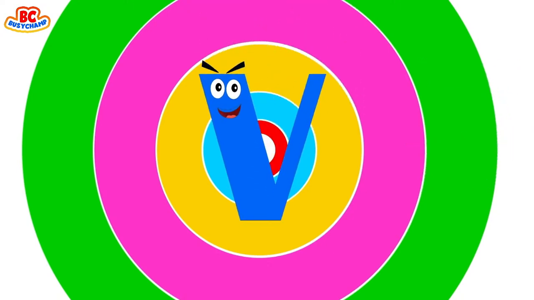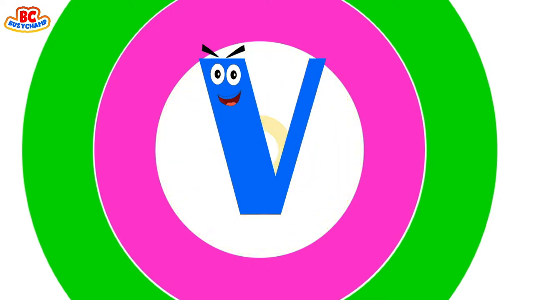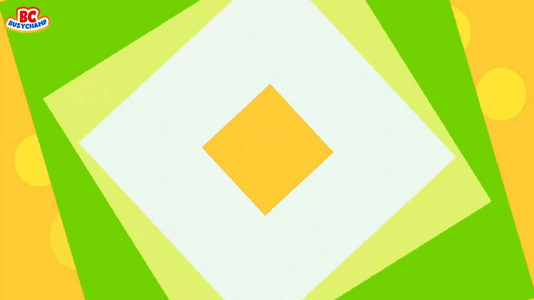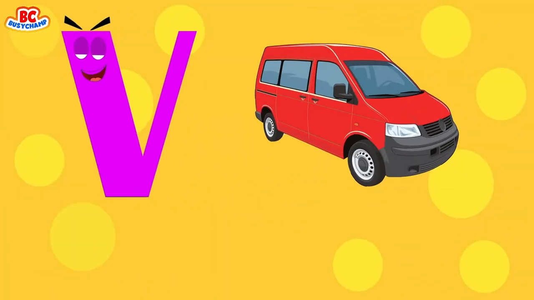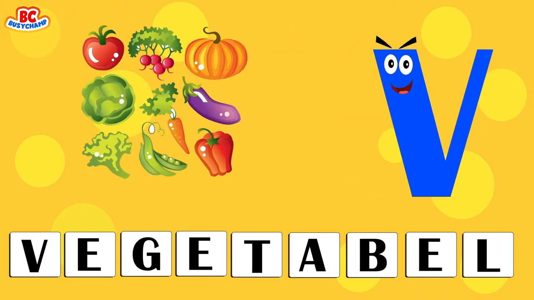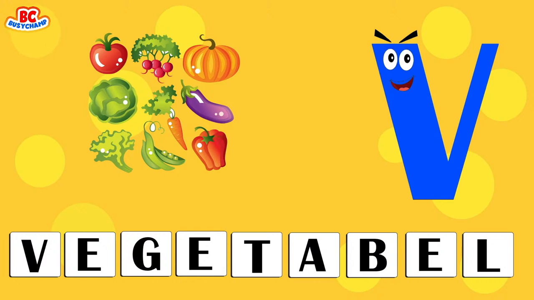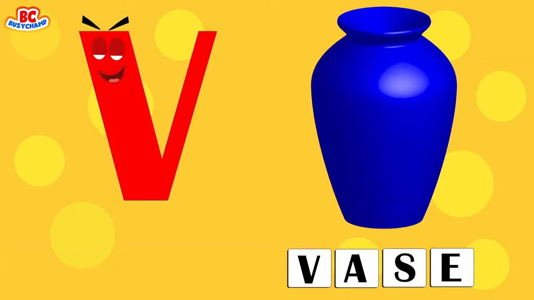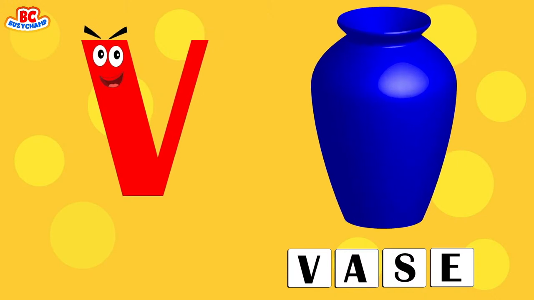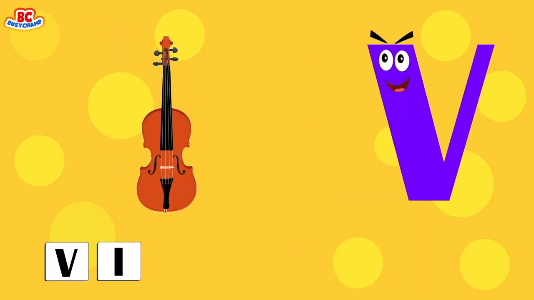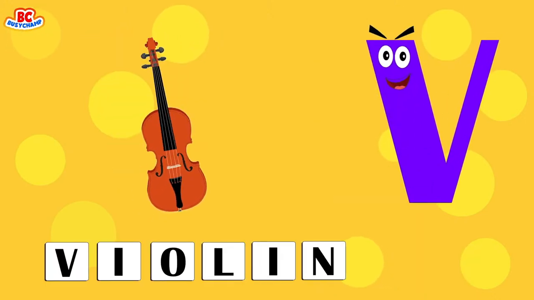Here comes the letter V. V is for van. Van. V is for vegetable. Vegetable. V is for vase. Vase. V is for violin. Violin.